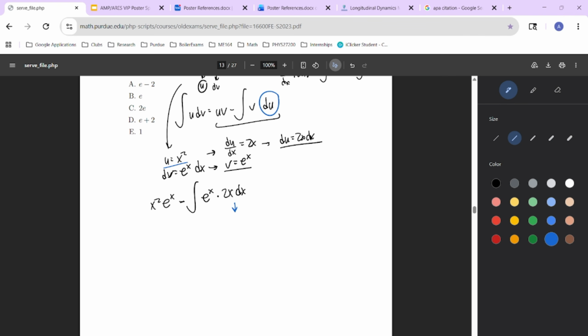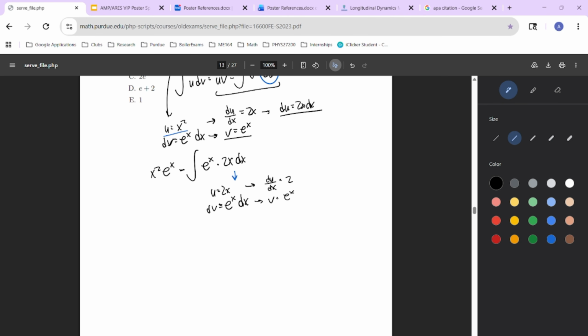So in this case, u would still be equal to 2x. dv is always equal to e to the x dx. The same thing is done. du over dx would be equal to 2, and v would be equal to e to the x. So, same thing happens. du is equal to 2 dx, and now we do the same thing.